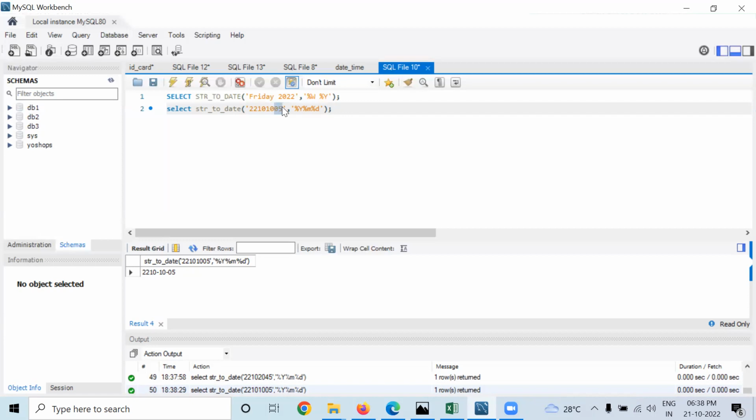Clear, everyone? Ma'am, year is 2010, ma'am. No, I'm taking a random year. It is also possible, right? Yeah, in future. So that's it. I hope things are clear to all of you, right? This was regarding STR_TO_DATE.